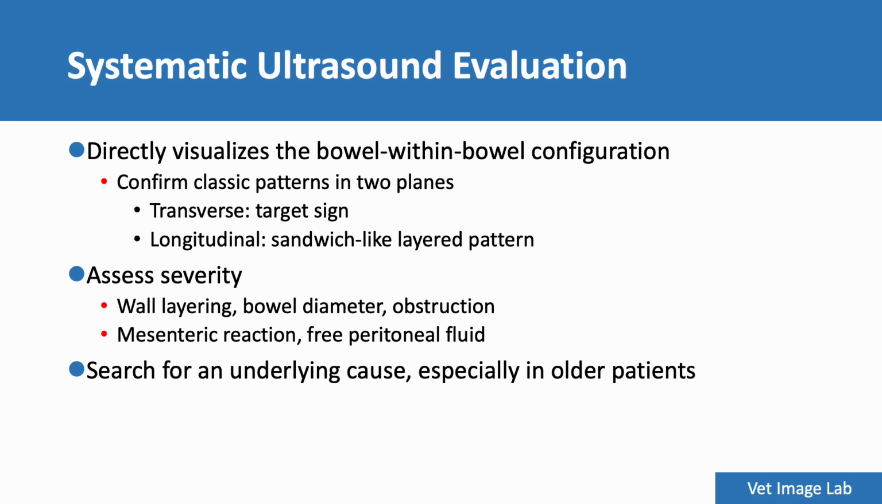We should evaluate intussusception systematically in the following order. First, confirm the lesion in the transverse plane and the longitudinal plane. Then, assess the severity by checking wall layering, bowel diameter, obstruction, mesenteric reaction, and free peritoneal fluid. Finally, look for an underlying cause, especially in older dogs and cats. Now, let's go through each step one by one.